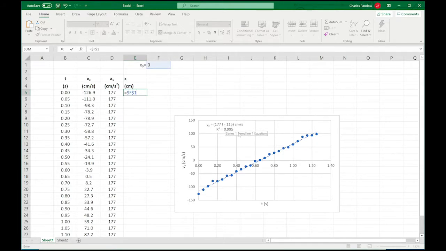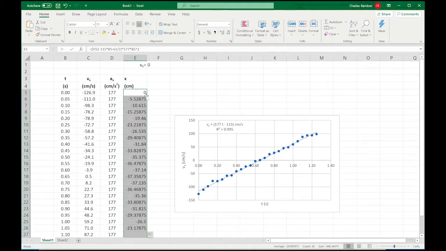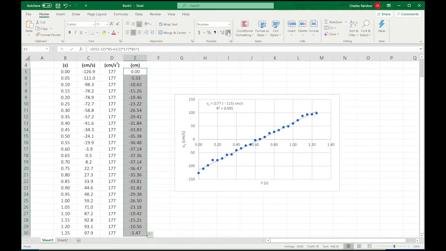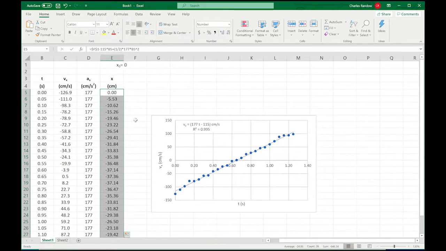Then we'll have minus 115, the integral of that is going to be minus 115 times t, so I'd go over here and select cell B5, and then I would have 177t, so the integral of that's going to be 1/2 times 177t squared, so I would add 1/2 times 177 times t squared, so I'll select that and square it. And I'll use the trick here, double click, and I'll center all that data, and I will also just give it 2 decimal points there.